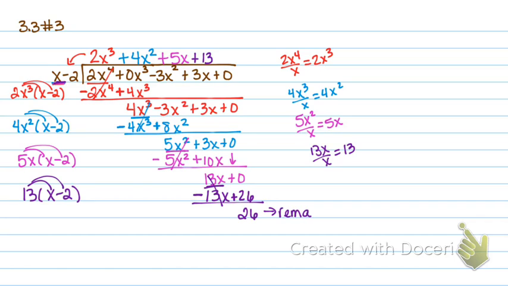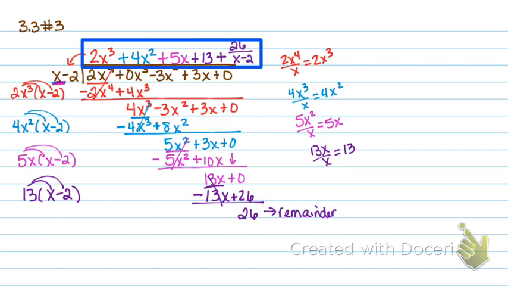So what we do with our remainder is we're always going to use a plus sign. So I'm going to go up to where my answer is up here, my 2x cubed plus 4x squared plus 5x plus 13. I'm going to put a plus sign, and I take my remainder over what we divided by. And so that up there at the top is my complete answer, the 2x cubed plus 4x squared plus 5x plus 13 plus 26 over x minus 2.